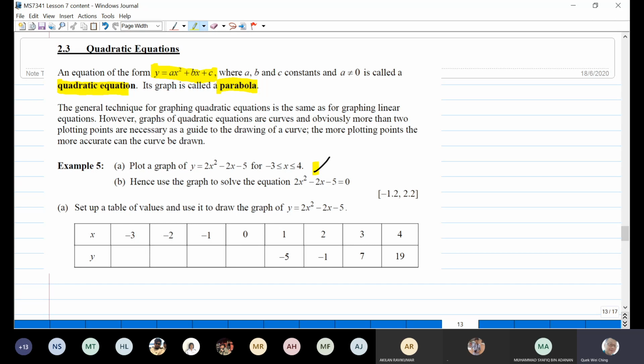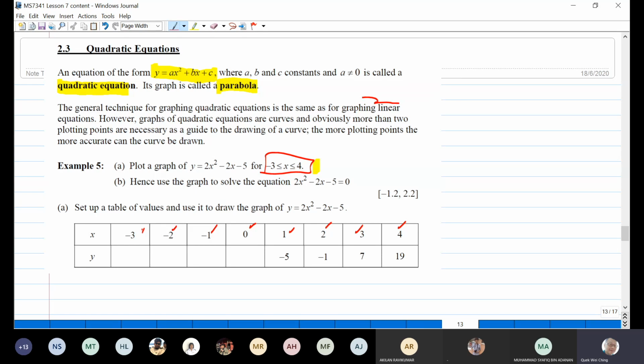How do you draw a curve? You need more points, right? So the table will be more difficult, a more comprehensive table now. Let's try to figure out a table here to plot the graph from -3 to 4. I want a table from -3 to 4, so you can make a table with x as -3, -2, -1, 0, 1, 2, 3, 4.